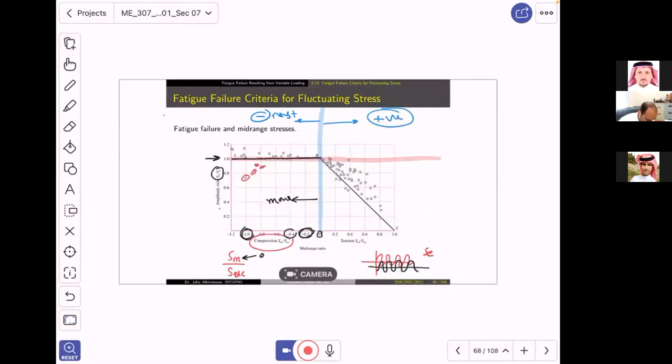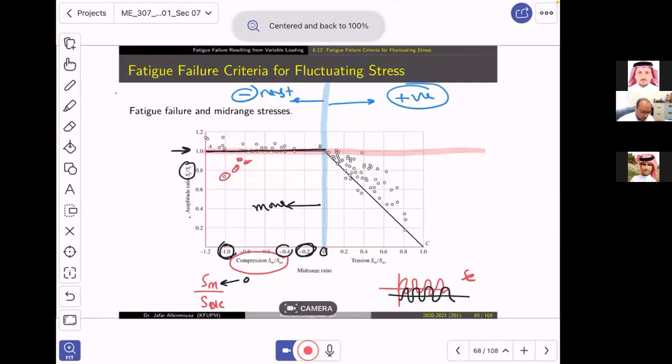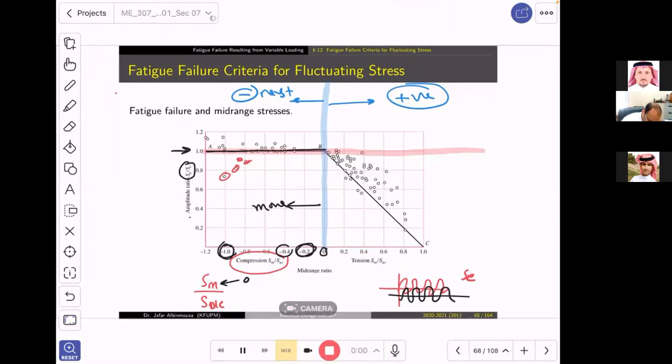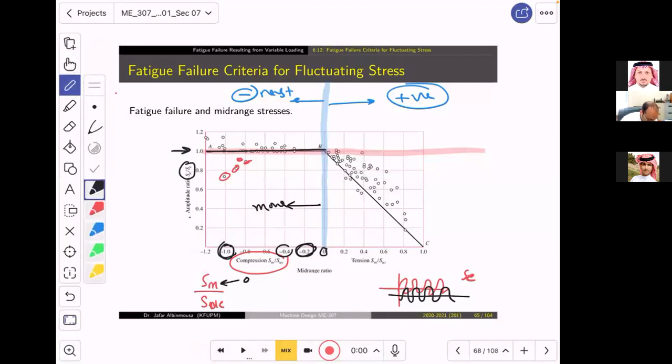But look, guys. Now, the question: what if we apply an amplitude which is way, way less than the endurance limit? I have a problem over here. So, the question is this. What if we applied an amplitude SA divided by SE, which is less than 1? What does this mean? It means that the amplitude is too little. It means that if you look at the stress-life curve, you might apply a stress right here, very little. You are probably sure that even the theoretical infinite life is going to happen to you.